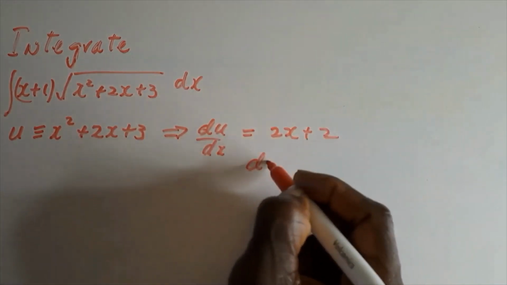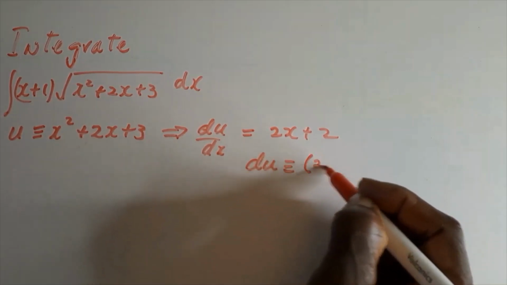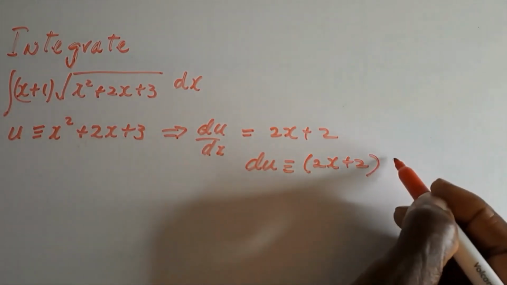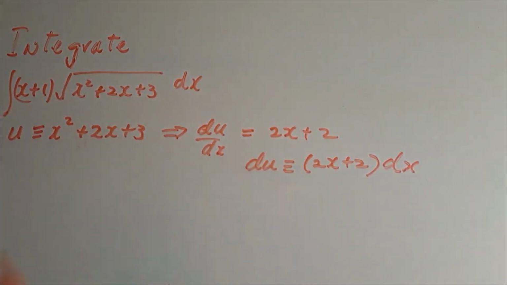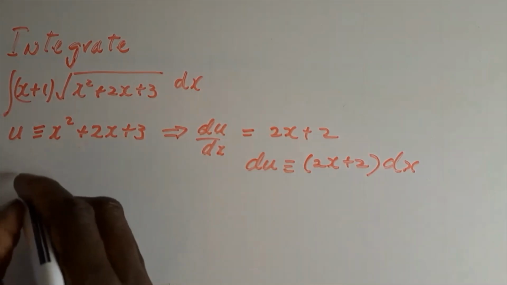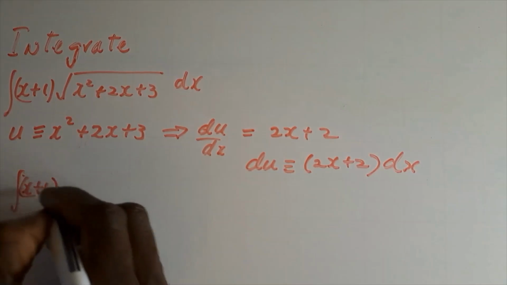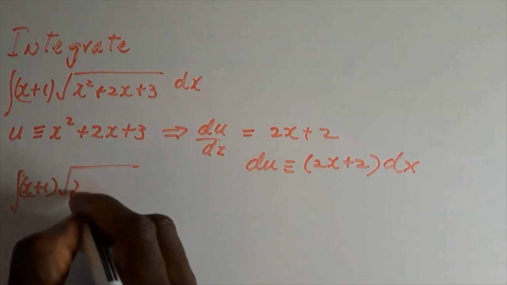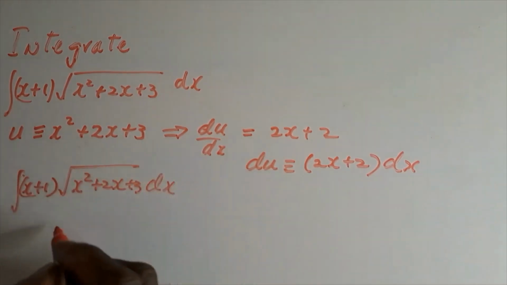Now our new operator du is 2x add 2 dx. So if we want to find x add 1, we just divide both sides by 2, and that's what we'll do here. So we have the integral of x add 1 times the root of x squared add 2x add 3 dx.